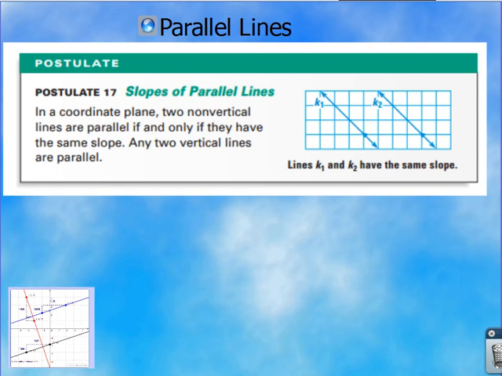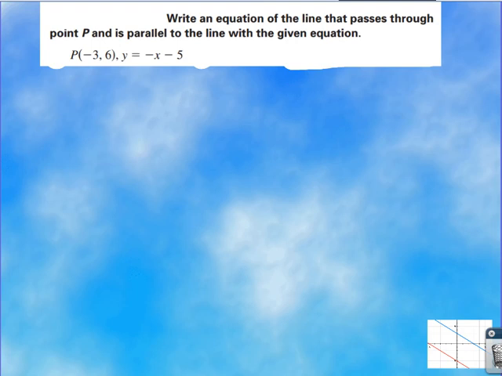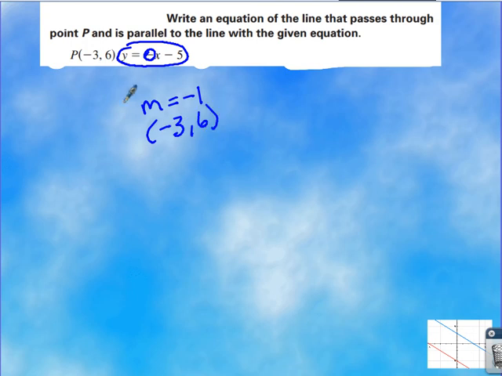Parallel, perpendicular. Reminder, if you're dealing with parallel lines, they have the same slope. If you're dealing with perpendicular lines, they have opposite reciprocal slopes. I'm not going to work all the way through these problems, but just to remind you. If I ask you to find a line parallel to this line, all the information you need from that is its slope. So I'm looking for a line that has a slope of negative 1, because this slope is negative 1, that passes through the point negative 3, 6. From there on out, work it the exact same way we just did.